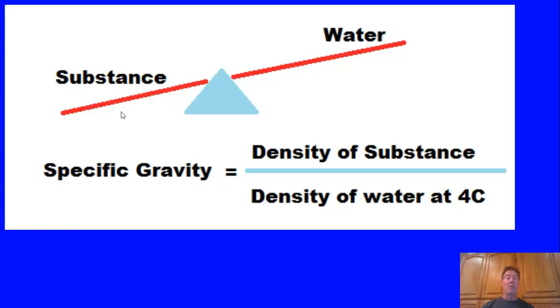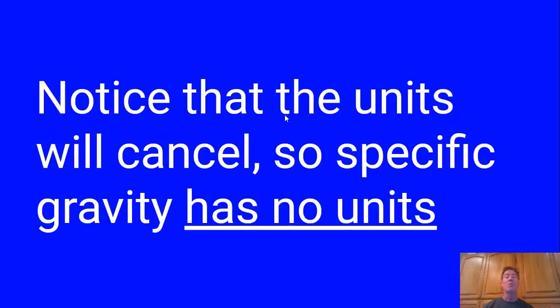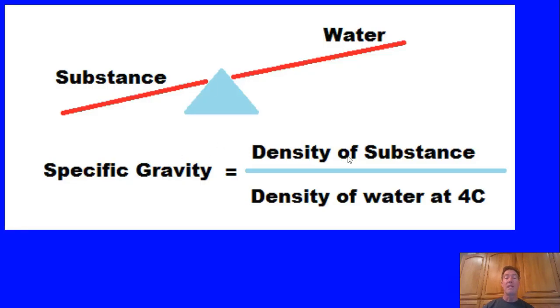So just think of it this way: you're comparing the density of some substance to a known density, the density of water. Notice that the units will cancel. So if you divide the density of a substance by the density of water, remember the density equals mass over volume. Well, the mass over volume, those units are all going to cancel. And so specific gravity is one of those weird things where it has no units. In fact, if you use units for specific gravity, that's not correct. So just remember that. That's one of those weird exceptions. Because we're comparing density, we're dividing density by density, we get rid of all the units.